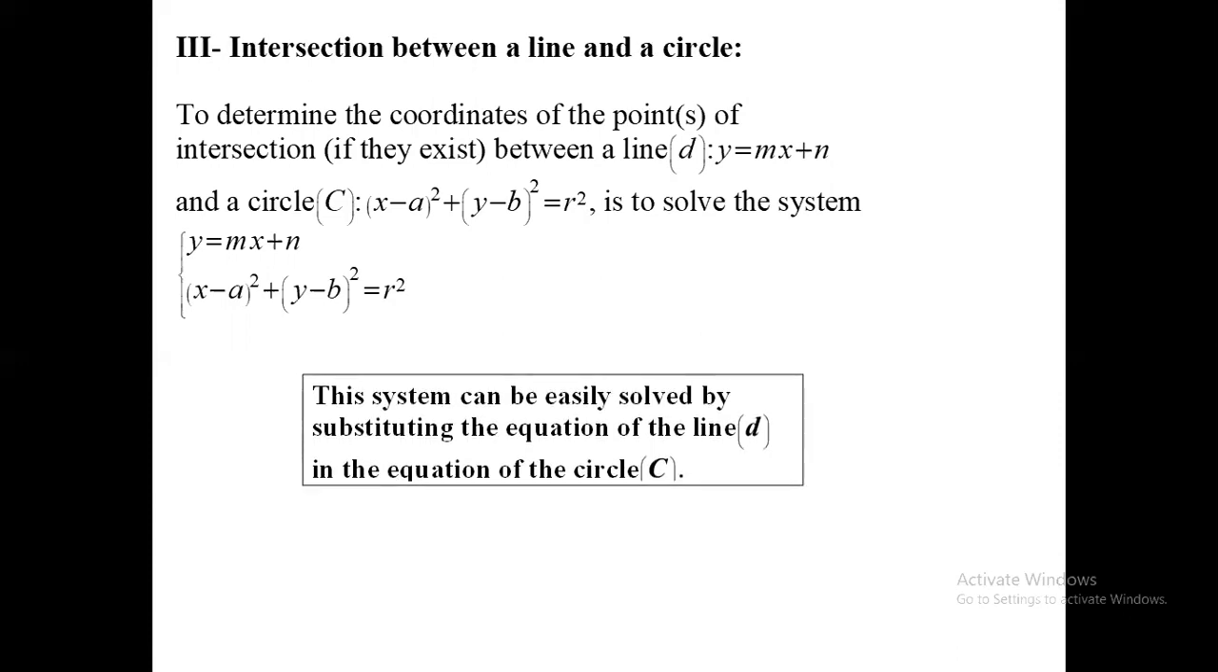This system can be easily solved by substituting the equation of the line D in the equation of the circle. So as you can see, y equals mx plus n. This equation of the line, in particular the value of y, mx plus n, can be plugged in the equation of the circle. And in this case, in the equation of the circle, you will have only one unknown, which is x.